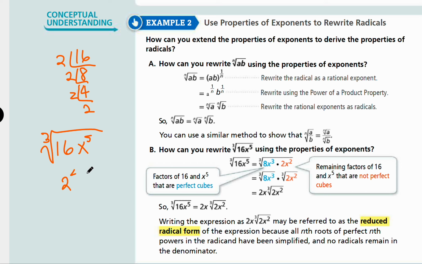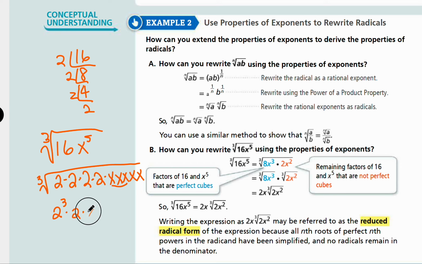And then, or you can expand that. So 2 times 2 times 2 times 2 times x times x times x times x times x, right? But cube root says if you have a power of 3, then it's the same as power of 1, right? So you can rewrite this as 2 cubed and then 2 times 2. Now you can rewrite this as x cubed times x squared, right?